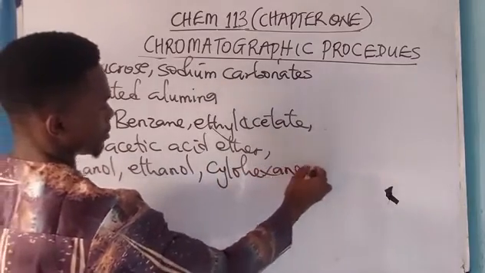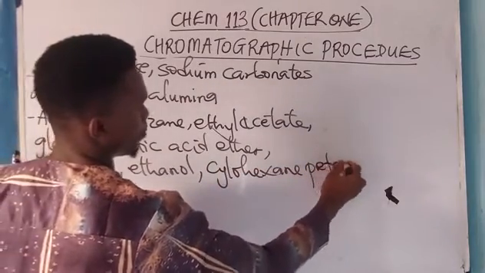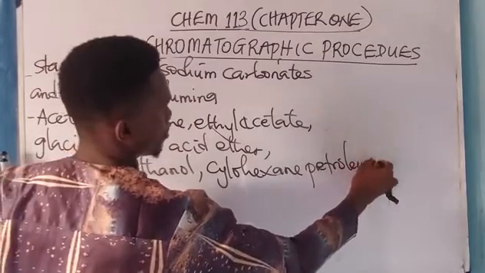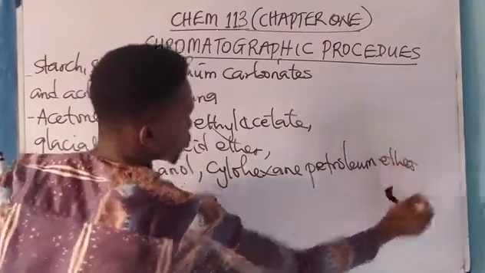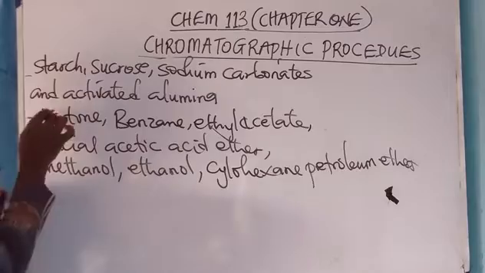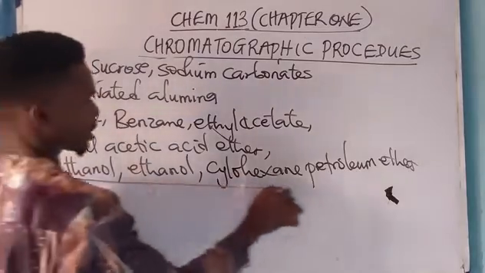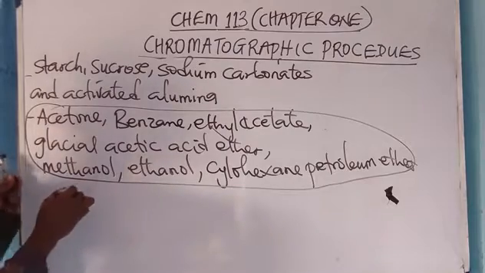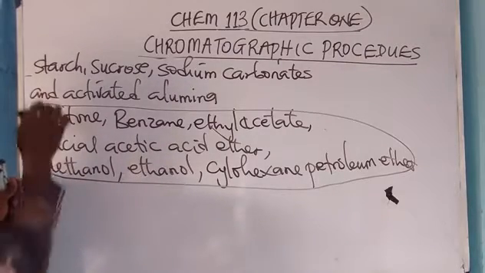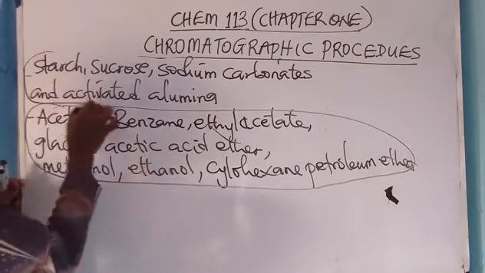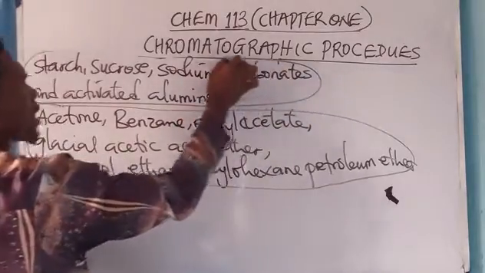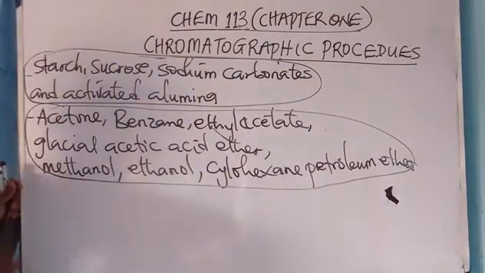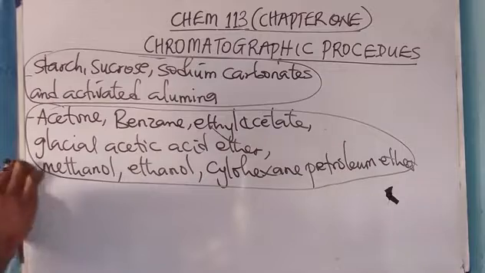Cyclohexane, petroleum ether is also used as mobile phase, which means that all these solvents mentioned are all used as mobile phase during column chromatography. While these solids mentioned are all used as stationary phase in column chromatography. Please note.